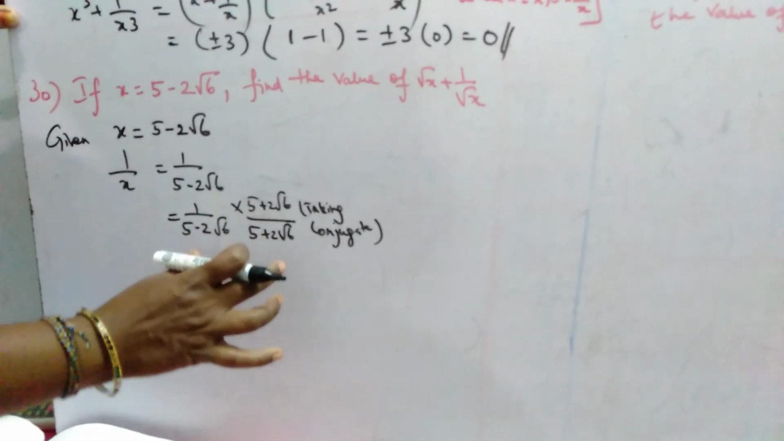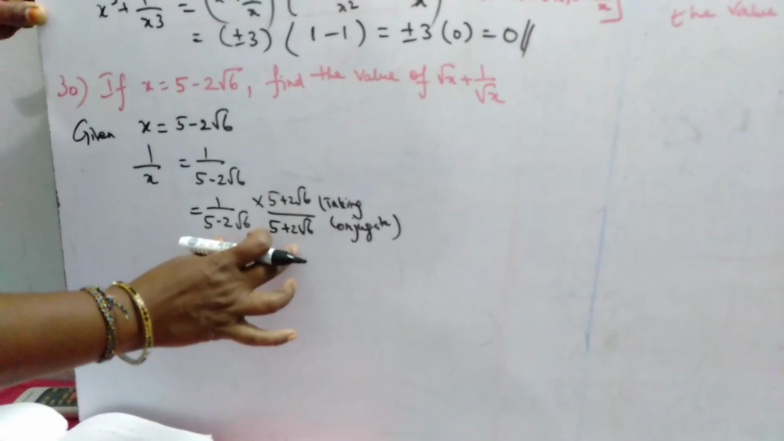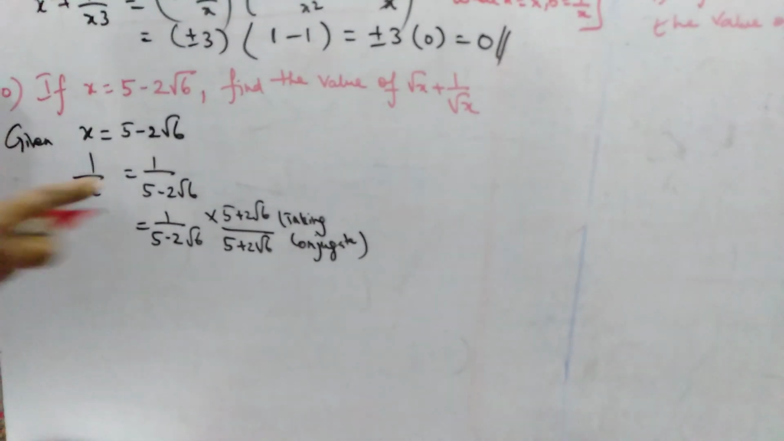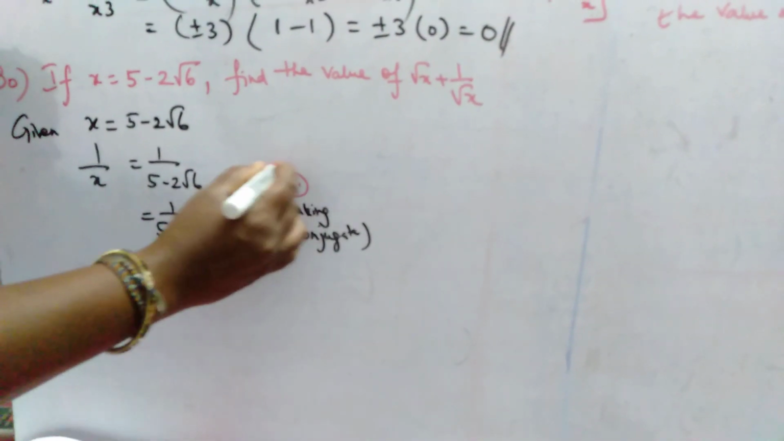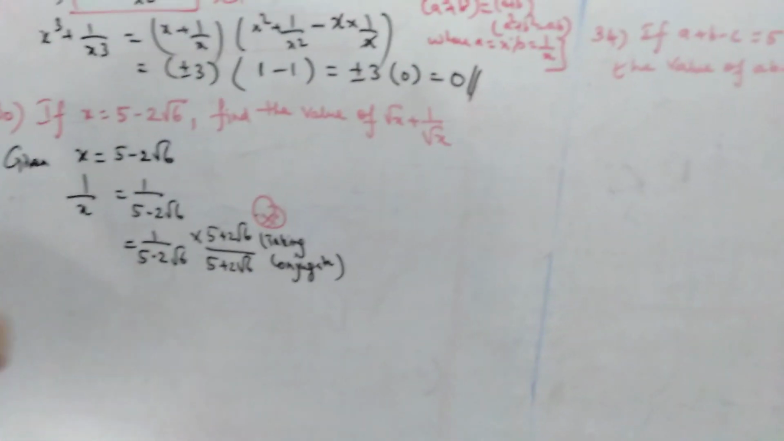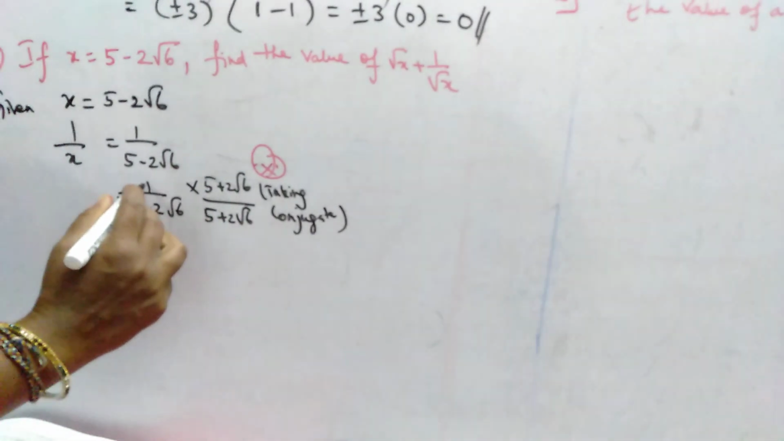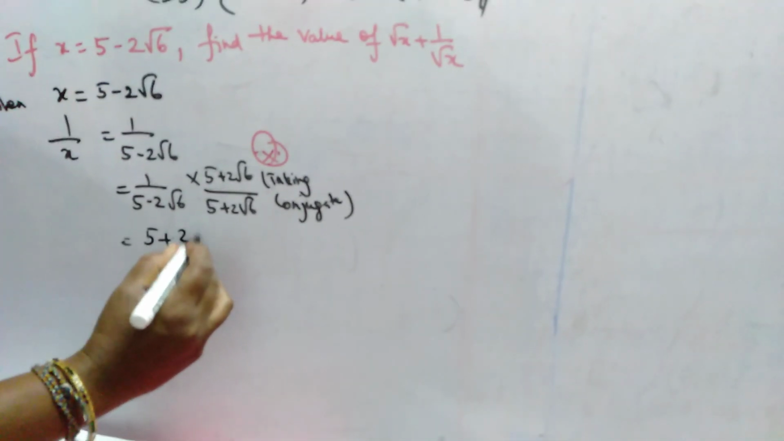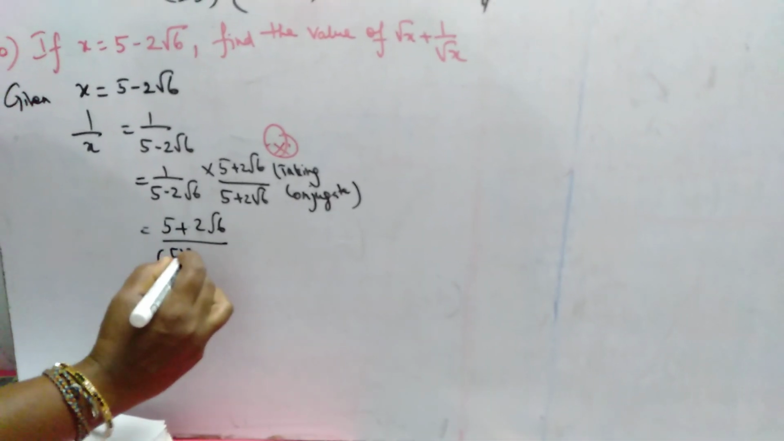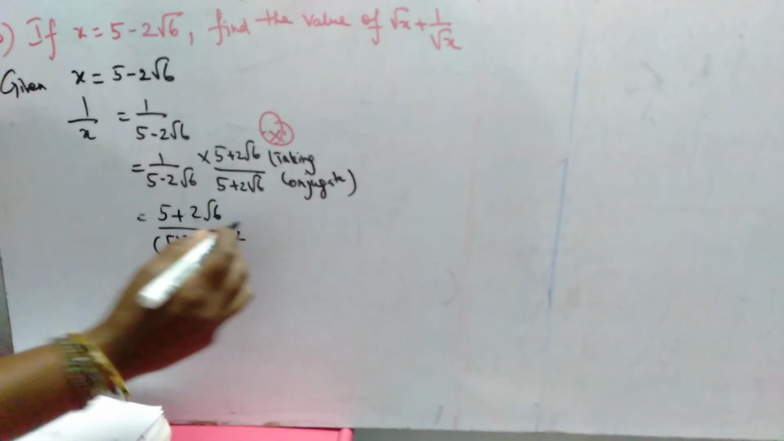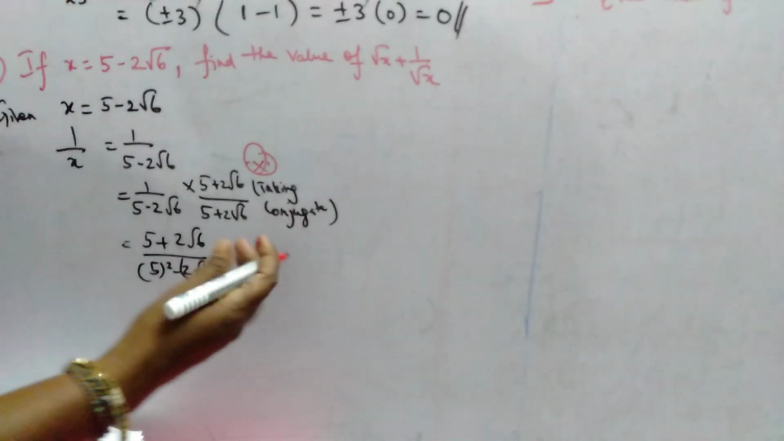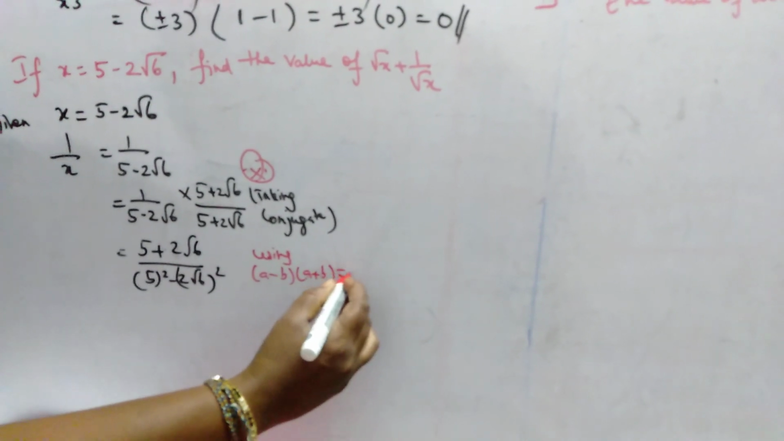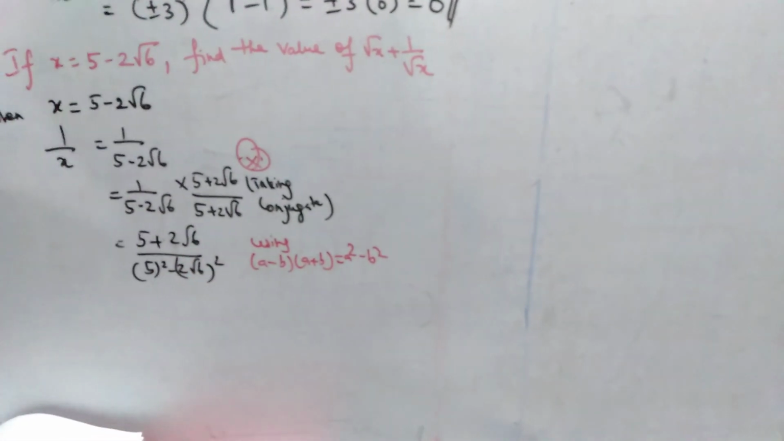Mathematically, the denominator part should not be in root form. So that's why we are taking conjugation. Okay children? So we must be very careful in this. This is a very important step. Okay. So multiplying this numerator with 1, we will be getting (5 + 2√6)/(5² − (2√6)²). So using the identity (a − b)(a + b) = a² − b², we are writing this one.